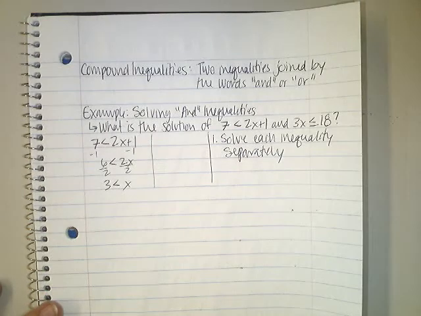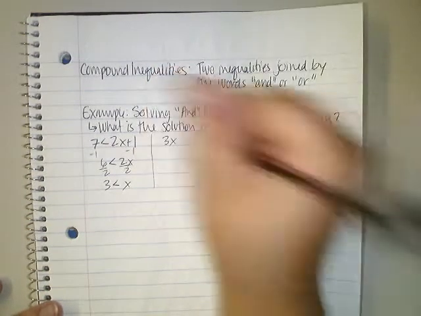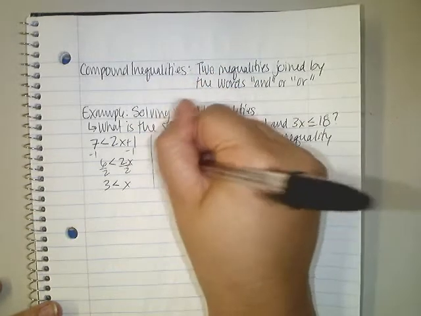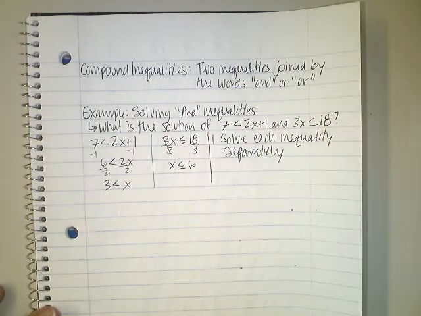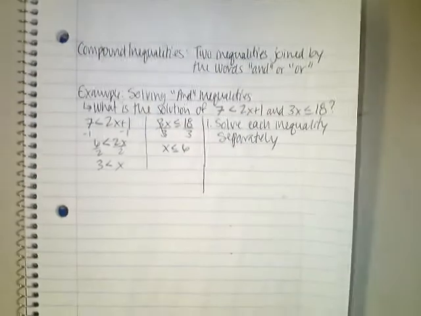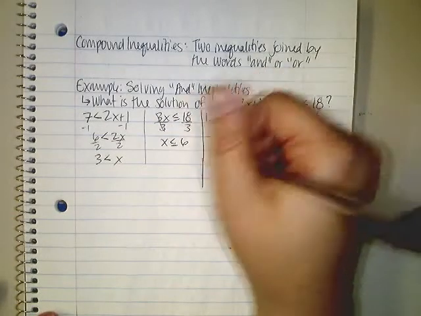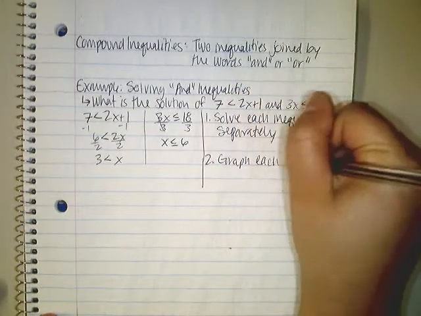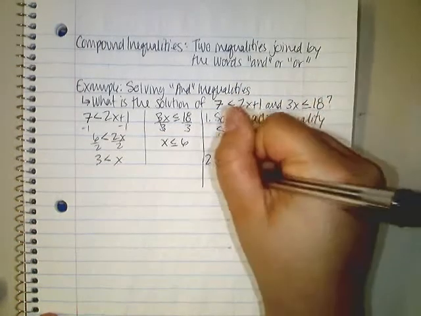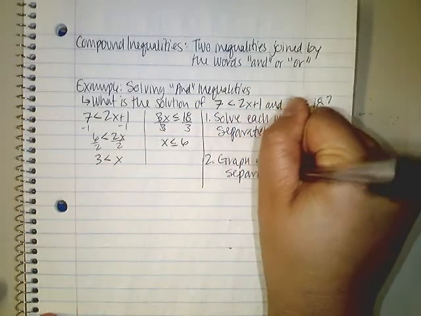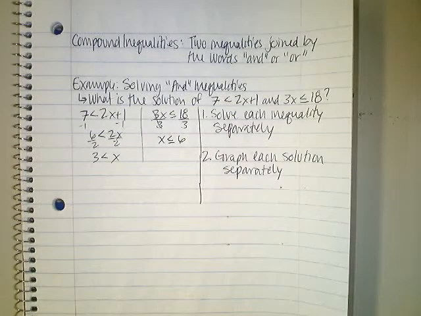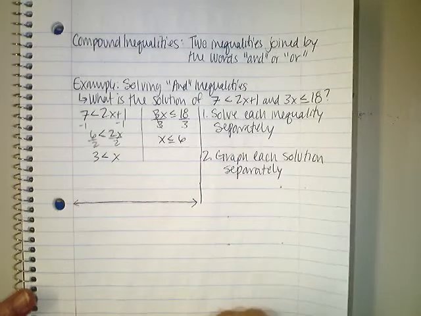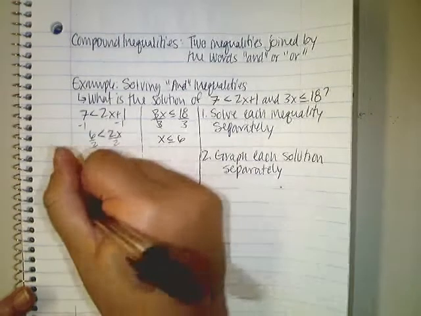So there's one of my solutions. If I solve my other inequality, I have 3x is less than or equal to 18. I divide both sides by 3, and I get x is less than or equal to 6. So now I've solved each inequality separately, and I'm going to graph each solution separately. So step 2, I'm going to graph each solution separately. And ultimately, you will be able to skip step 2, but for the sake of understanding the process and seeing what I'm doing, I'm going to have us do this for now.